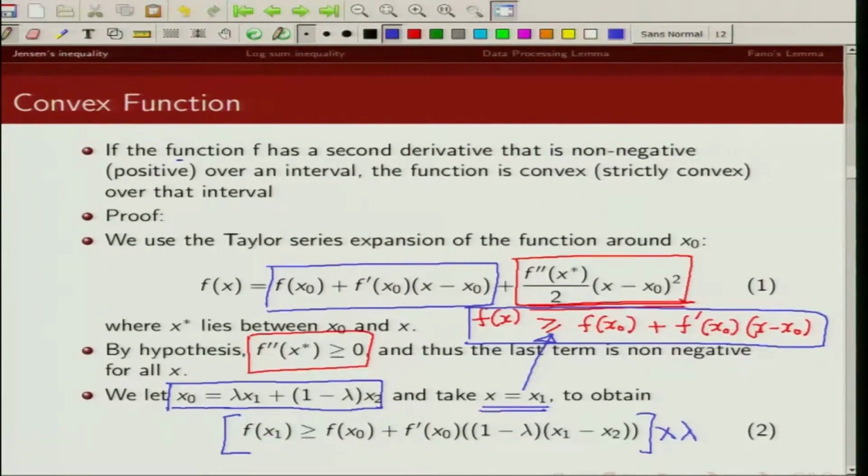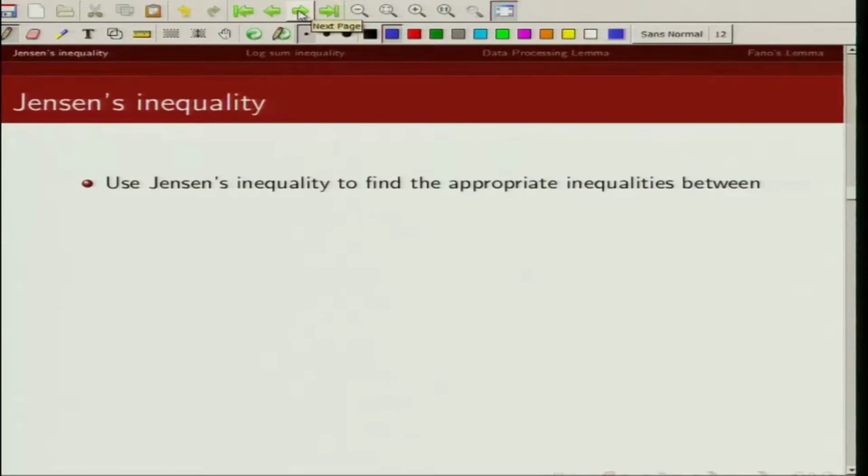So if a function has a second derivative that is non-negative over the interval, then the function is convex, and if the second derivative is positive, then it is strictly convex. And similarly we can also show if the second derivative is non-positive, then the function is concave. So let us take some example to illustrate the Jensen's inequality that we have talked about.